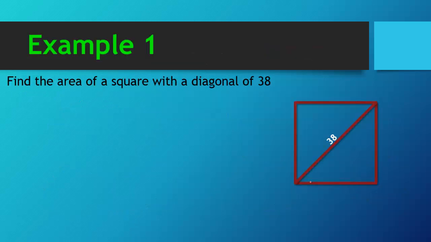This is so easy. All right, so example 1. Let's find the area of a square with a diagonal of 38.